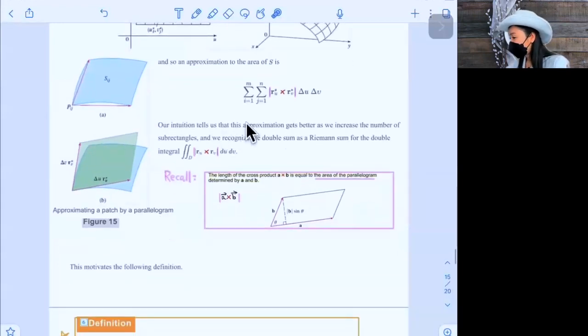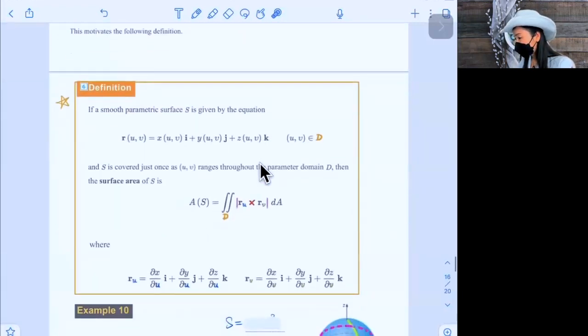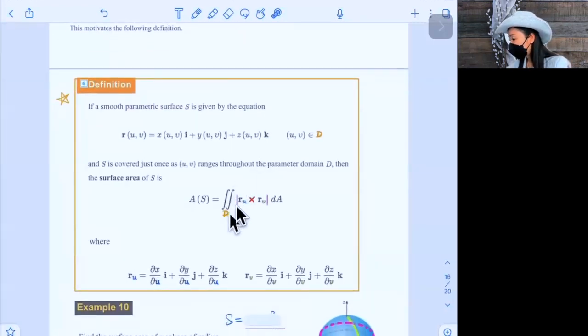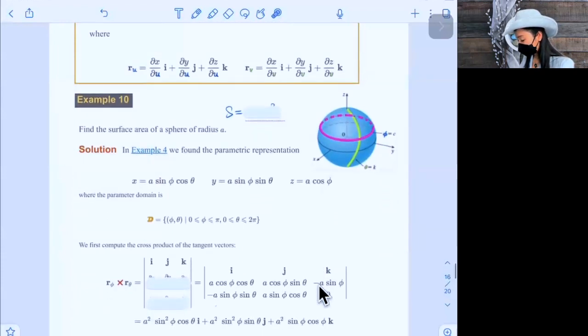Now, after all this, you take the limit of the Riemann sum and you get the surface area. The surface area is equal to the double integral of the magnitude of the cross product of r_u and r_v over the region D, the region that u, v is in. That is the surface area formula. The r_u here is the partial derivative with respect to u, and r_v is the partial derivative with respect to v. Okay, let's try some examples so we can see how we use it.